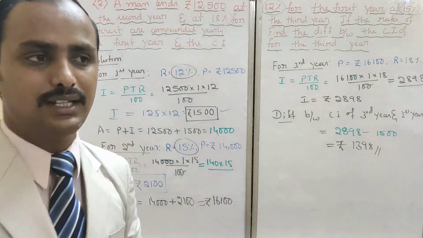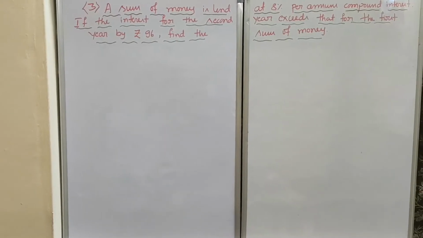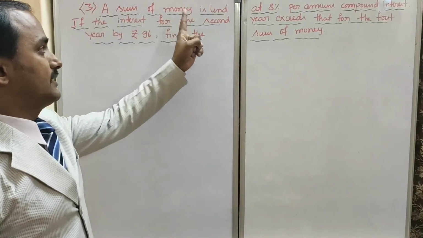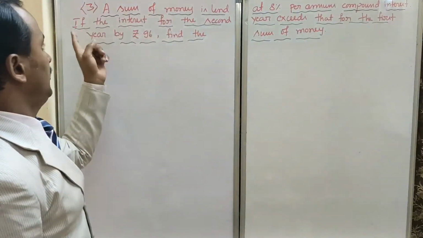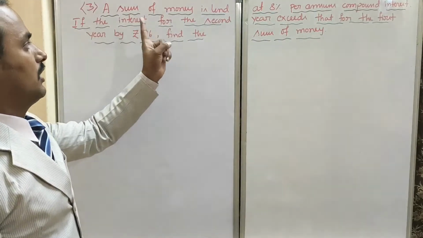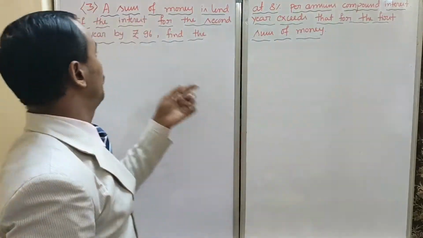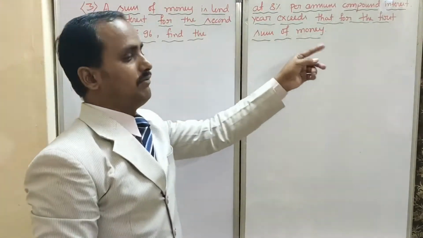One more problem, dear children. Yes. Dear children, I will explain the third problem. A sum of money is lent at 8% per annum compound interest. If the interest for the second year exceeds that for the first year by rupees 96, find the sum of money.